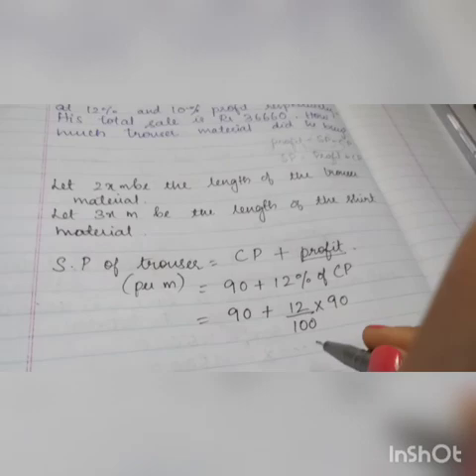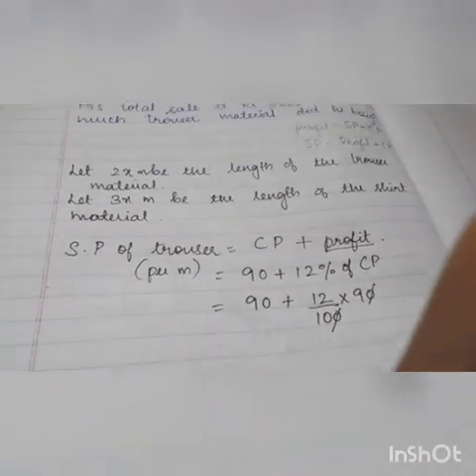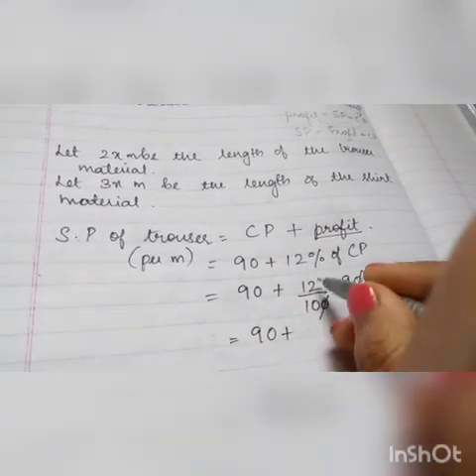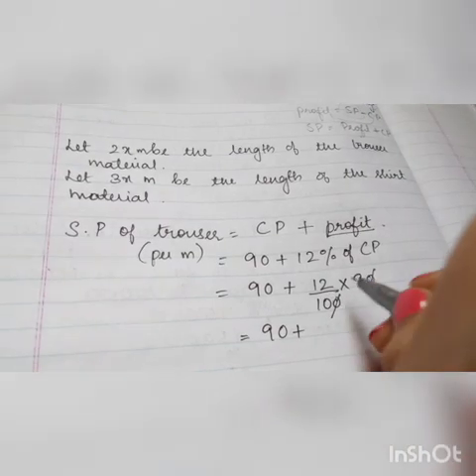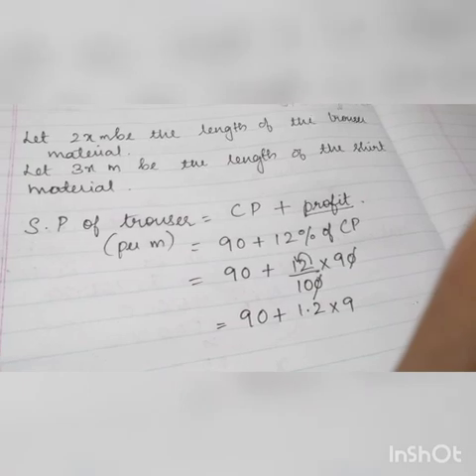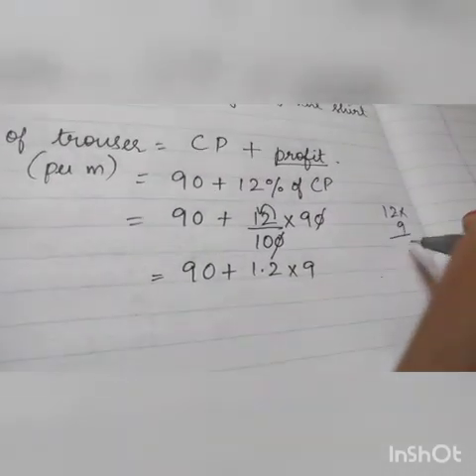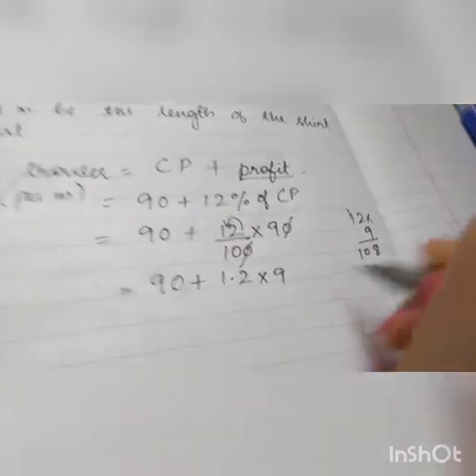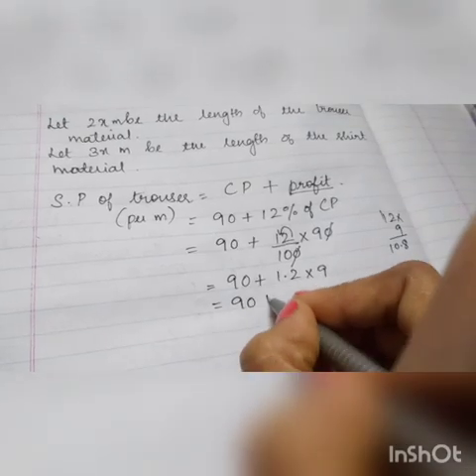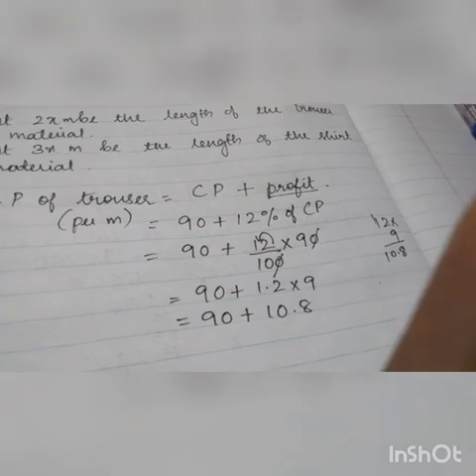Now shall we calculate this? Yes. 0, 0 get cancelled. Okay. Now 90 plus, see, the denominator 10 is there, so we can shift this here: 1.2 into 9. Can we write like this? Yes, now 1.2 into 9, 108. So after 1 you can keep a decimal point. 90 plus 10.8. After multiplying 1.2 into 9, 10.8.